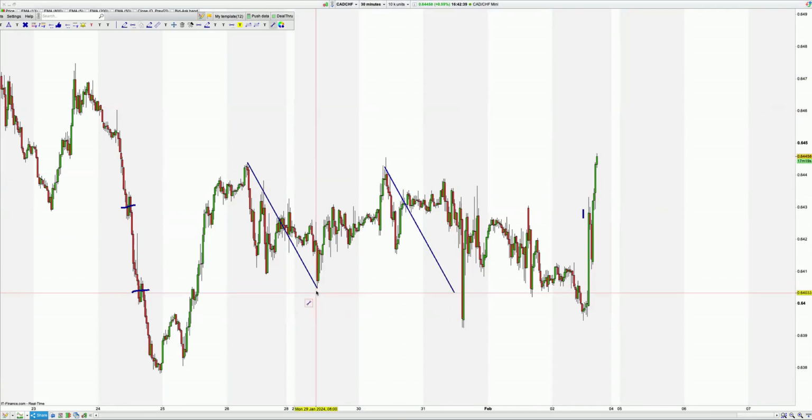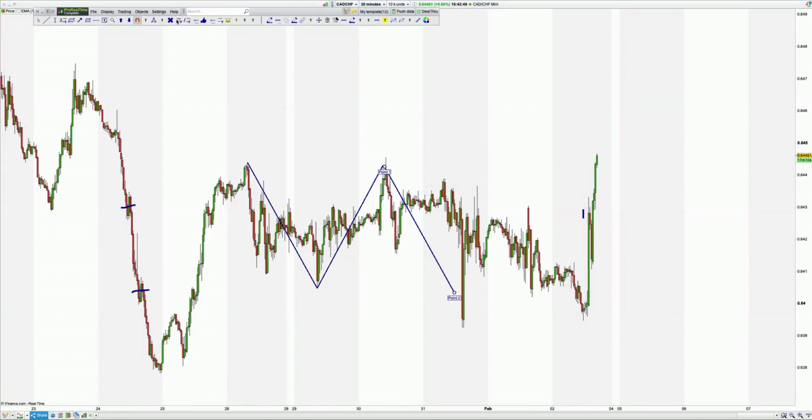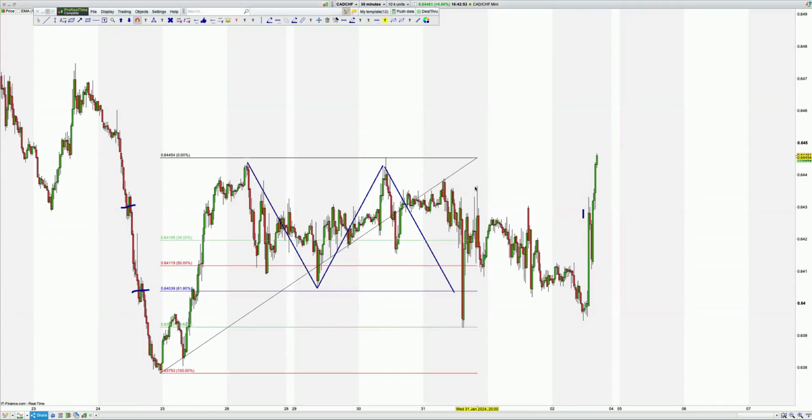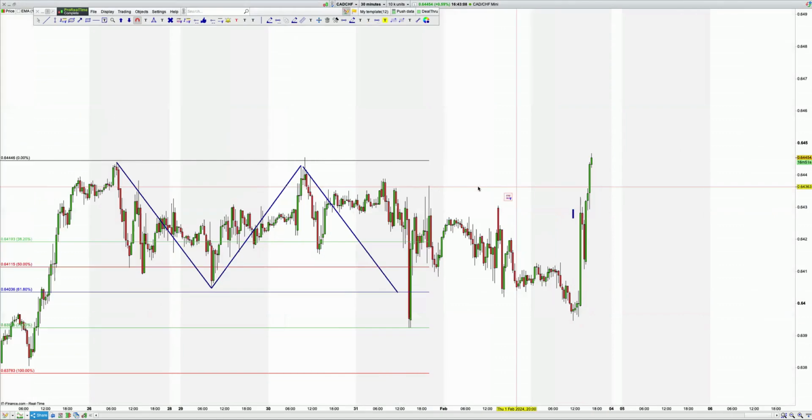So even if we were to say that this is AB equals CD, okay, then we get the Fibonacci tool out. Fibonacci tool here. So if we measure from here to here, we're seeing price coming in at the 61.8. It came in on here and gave it on this. So even if you would have bought the completion point, your stop loss would have only needed to be 13 pips and the market's moving away. So there we have it.